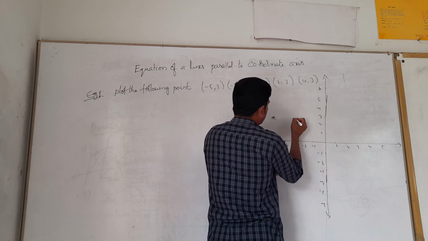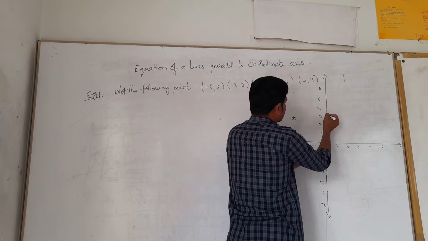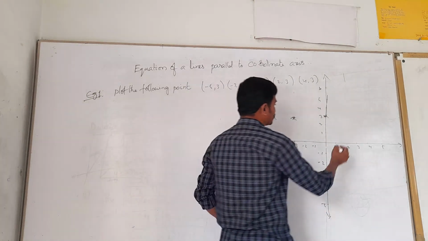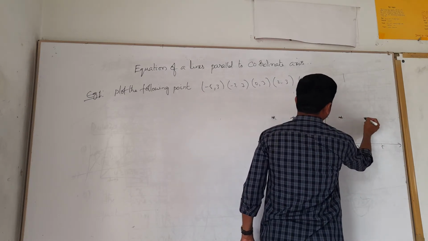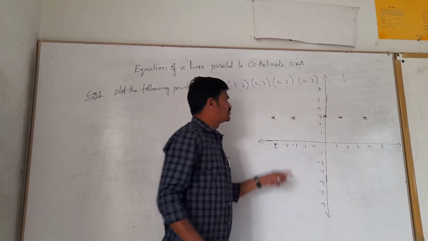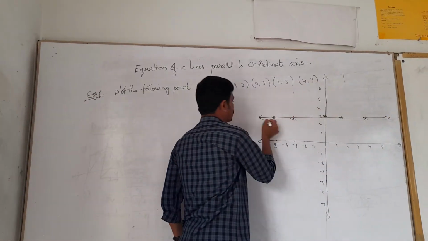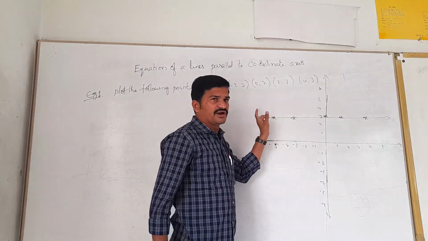Next, 0, 3. 0, 3 means it lies on the y-axis only, na? Next, 2, 3. Next, 4, 3. Now if you join all these points like this, it is the equation of one line.